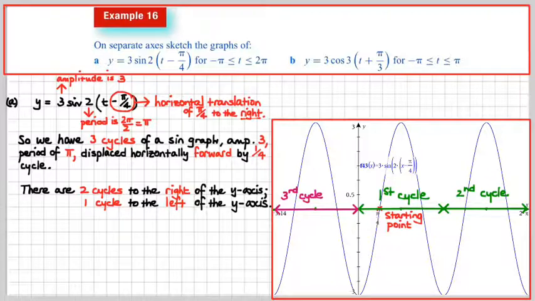Okay, good. Yeah, I know, it's brain busting, isn't it? But this is the nature of circular functions. So that's what we've got to do.